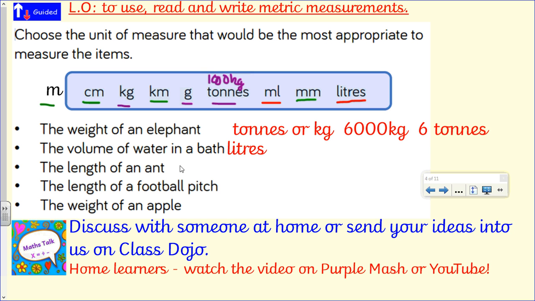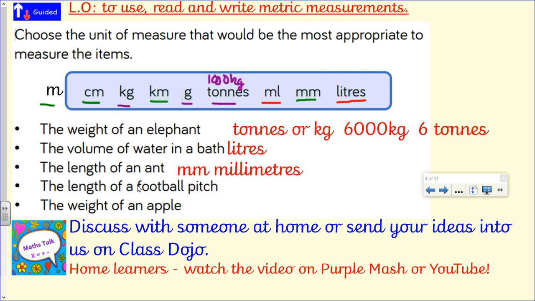The length of an ant. So I'm just trying to picture what an ant would look like. I reckon an ant is probably maybe 4 or 5 millimeters. And I feel like I need to go out and find an ant somewhere. It's probably not quite the weather for it. So we're going to go with millimeters. So millimeters. If I can spell it right. Is it a double L? Yeah, double L. So millimeters.